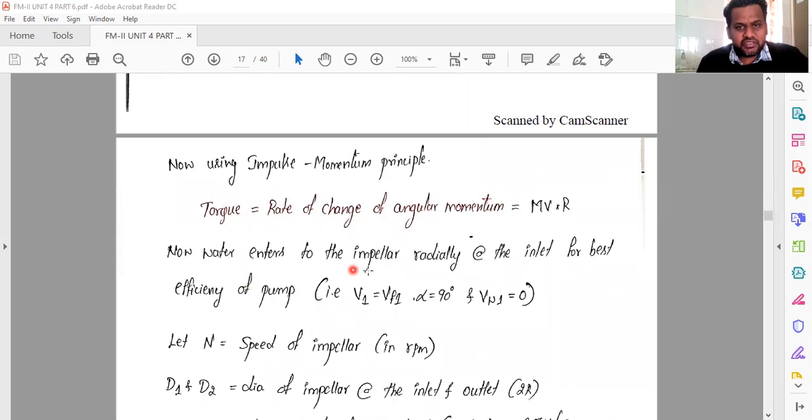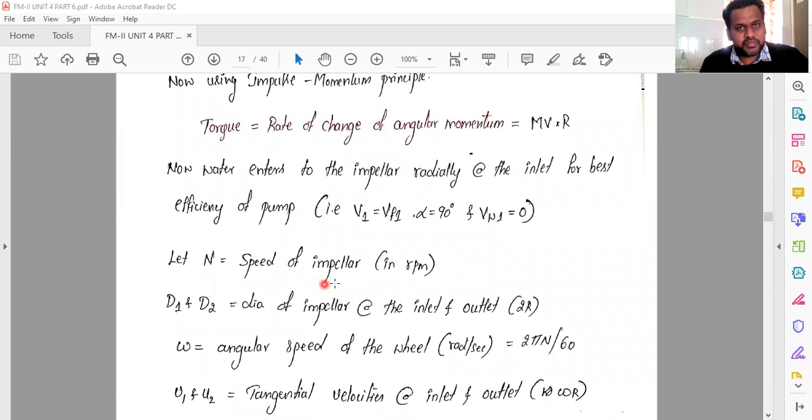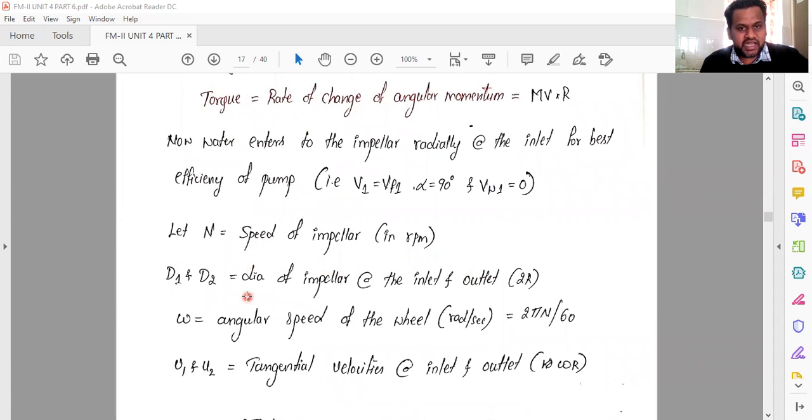Now water enters into the impeller radially at the inlet. For best efficiency of the pump, V1 is equal to Vf1, alpha is equal to 90 degrees, and Vw1 is equal to 0. These are the assumptions we already discussed. Now let N be the speed of the impeller in rotations per minute, and D1 and D2 the diameters of the impeller at inlet and outlet. Obviously D1 and D2 are nothing but 2r, two times the radius, that is the diameter. D1 is the diameter at inlet, D2 is the diameter at outlet.